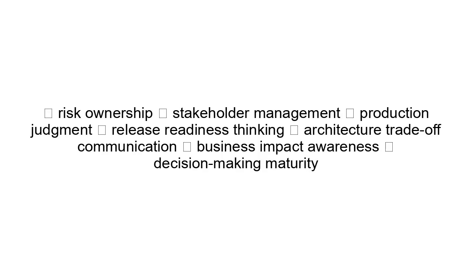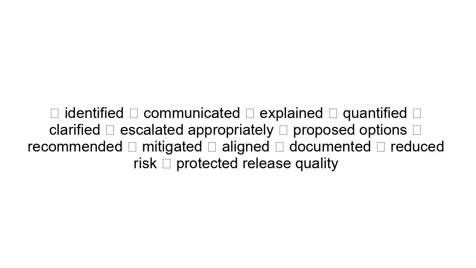For senior roles, they also want to see risk ownership, stakeholder management, production judgment, release readiness thinking, architecture trade-off communication, business impact awareness, decision-making maturity. Strong words to use in your answer. You can use words like identified, communicated, explained, quantified, clarified, escalated appropriately, proposed options, recommended, mitigated, aligned, documented, reduced risk, protected release quality.